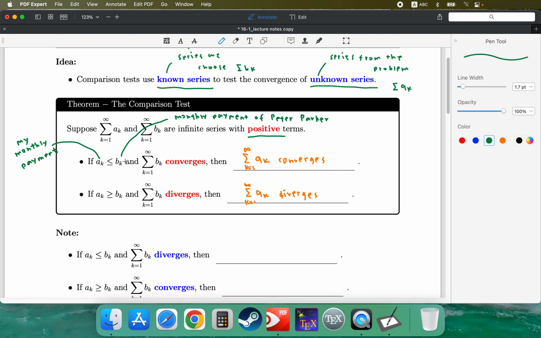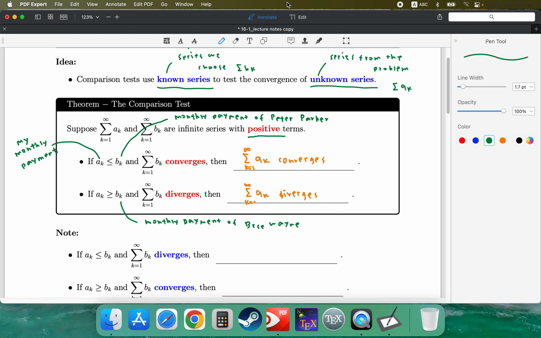Now similarly, let AK be my monthly payment, and let BK be the monthly payment of Bruce Wayne.